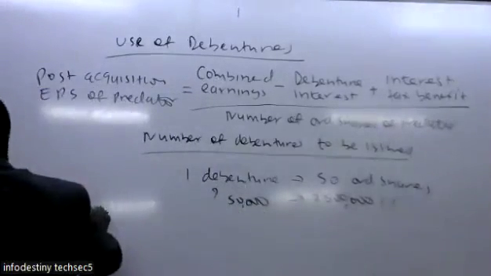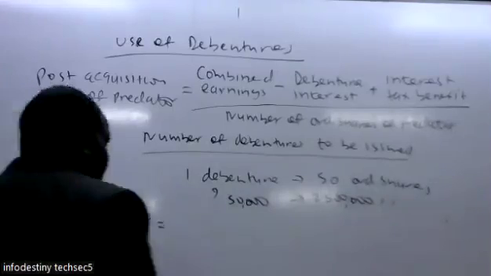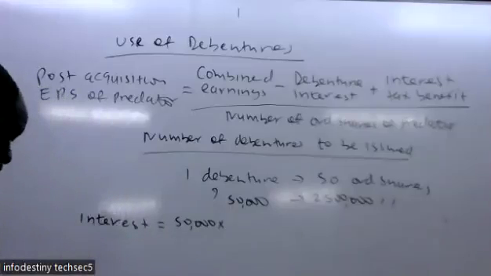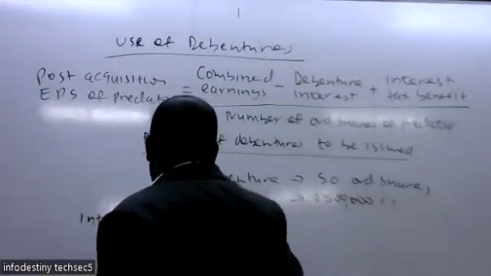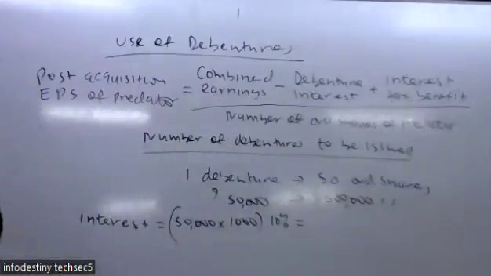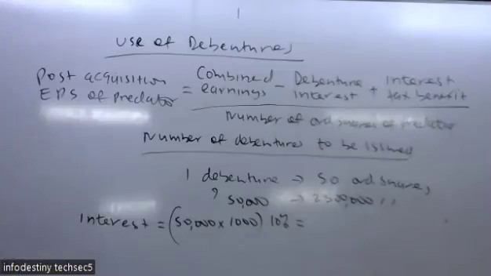So after that, now you calculate the interest. To get interest, take the 50,000 debentures. Our value per debenture was given as 1,000, and the interest rate is given as 10%. Once you get that, we go back and get the earning per share of the creditor.